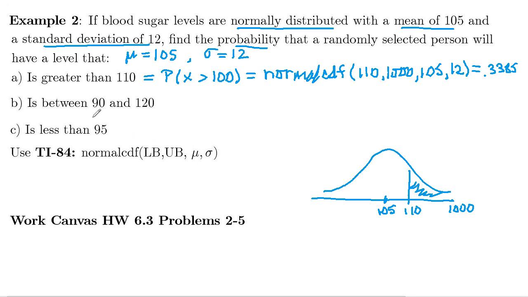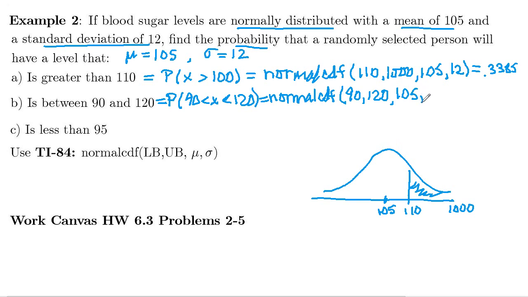How about what is the probability that a randomly selected person has a value between 90 and 120? So we could write that as probability 90 less than X less than 120. So this will be normal CDF. And our lower cutoff will be 90. Our upper cutoff is 120. Mean is 105 and standard deviation is 12.